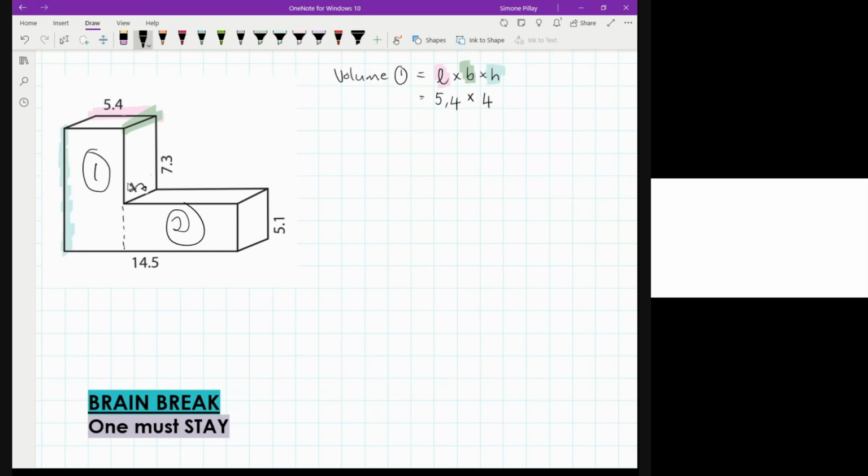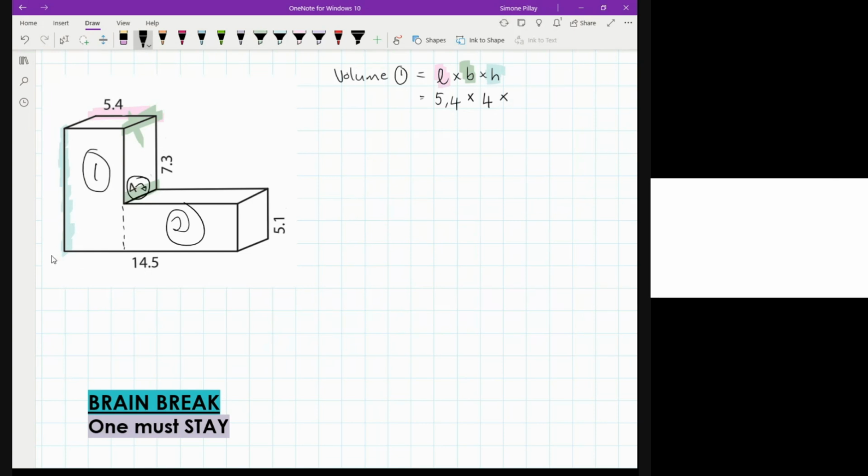Why is it 4? Look at this number over here. They have given me the length of this line. This shape over here is a rectangle, meaning they're going to be equal on opposite sides, meaning this breadth on the top is also going to be equal to 4. Then I'm looking at my height. My height is this measurement over here.